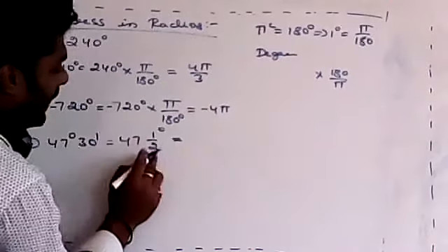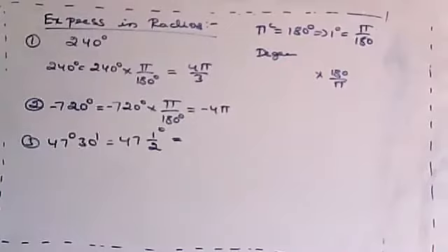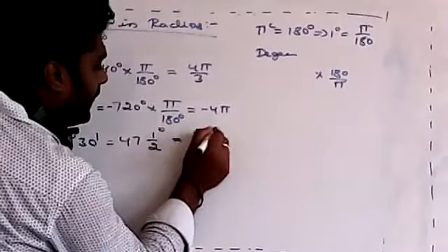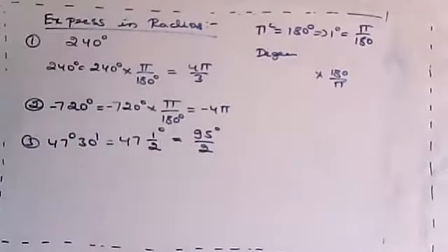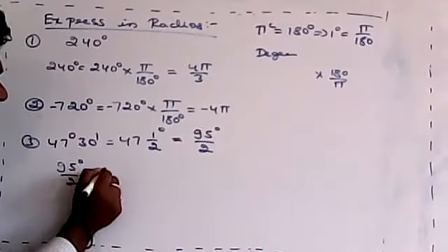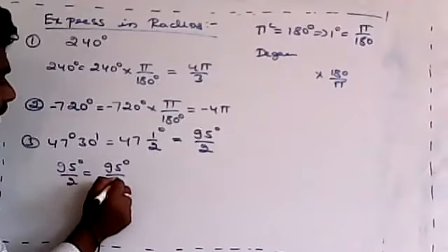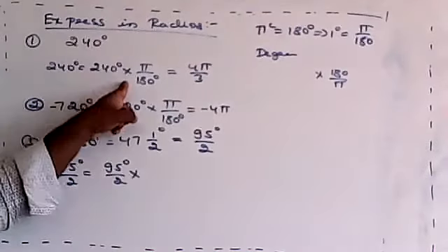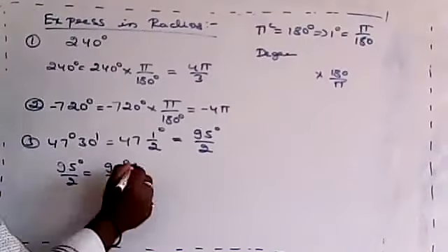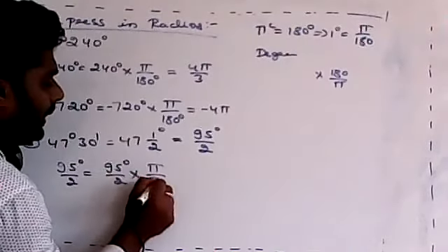If I multiply 2 into 47, how much is it? 94 plus 1, 95 degree by 2. Correct? 95 degree by 2. Now you convert that one. So 95 degree by 2 into, we have to convert in the form of radian, means as I said, we have to multiply it by what? Pi by 180.